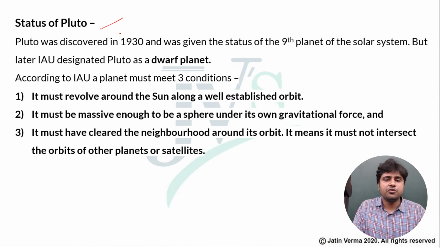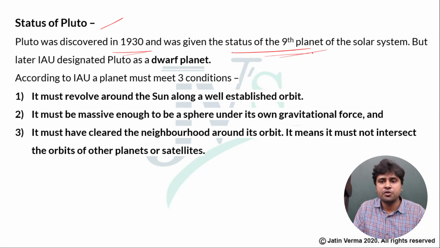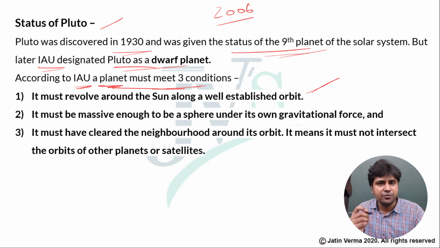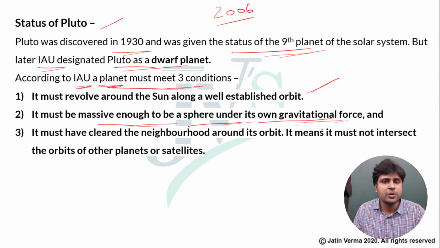Now, what is the status of Pluto? Pluto was discovered in 1930 and it was given the status of ninth planet in the solar system. But in 2006, the International Astronomical Union designated Pluto as a dwarf planet. Now, what is a planet according to the International Astronomical Union? According to the IAU, a planet must meet three conditions. First, it must revolve around the Sun in a well-established orbit. Second, it must be massive enough to be a sphere under its own gravitational force.